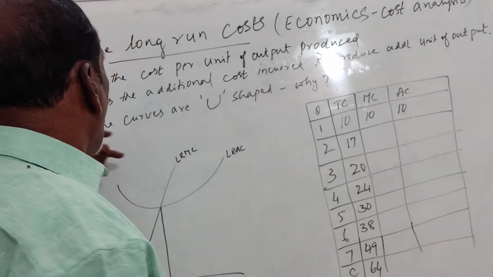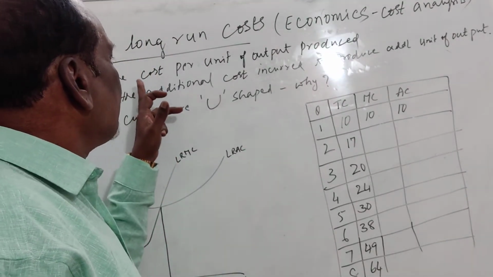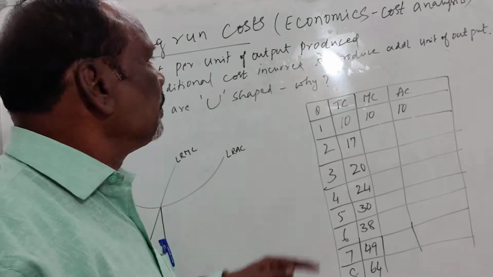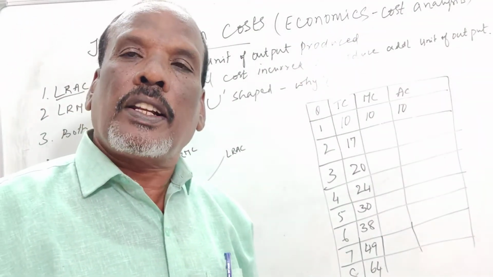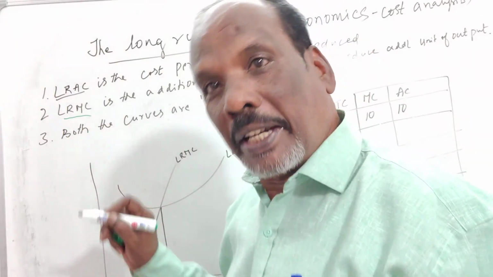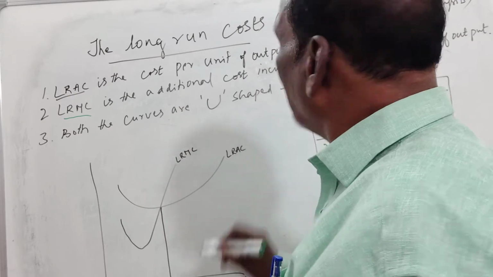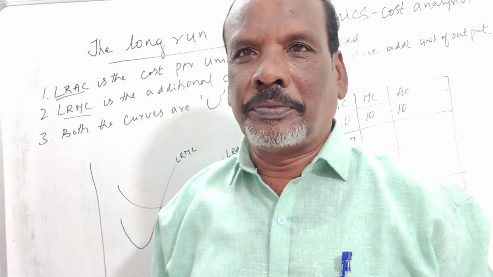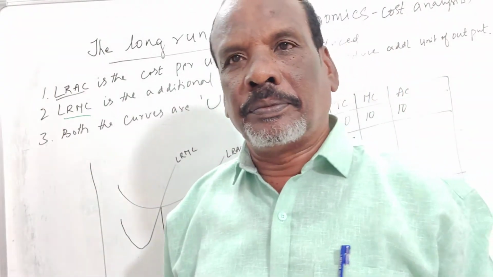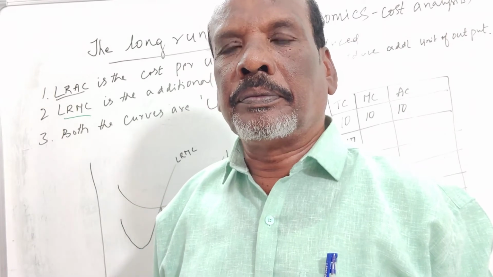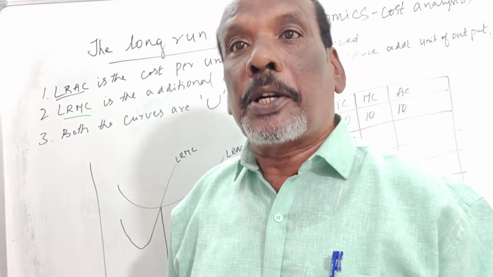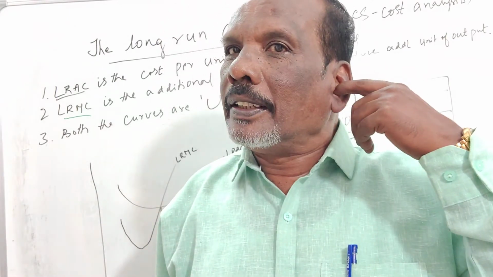Let's understand what long run average cost is. Long run average cost is the cost per unit of output produced. And what is long run marginal cost? Long run marginal cost is the additional cost incurred by a firm to produce an additional unit of output. Again, I repeat it. Long run average cost is the per unit cost of output produced. Marginal cost is the additional cost incurred by a firm in order to produce an additional unit of output.